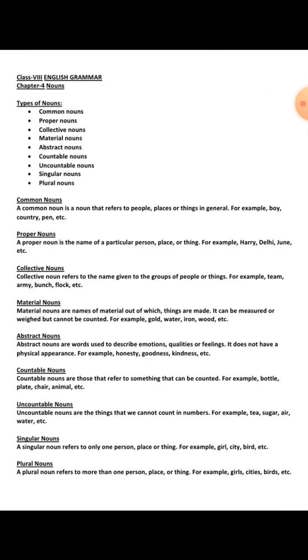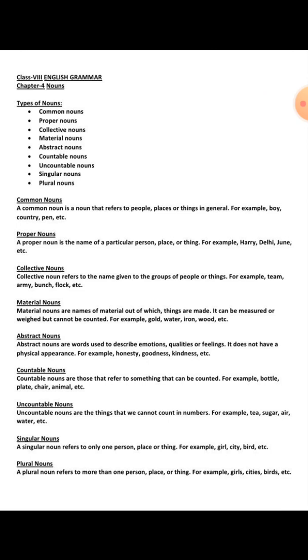Collective nouns. Collective noun refers to the name given to the groups of people or things or even animals. Alright? For example, team. A team of players. Army, an army of soldiers. Bunch, a bunch of keys. Flock of birds, etc. Okay?